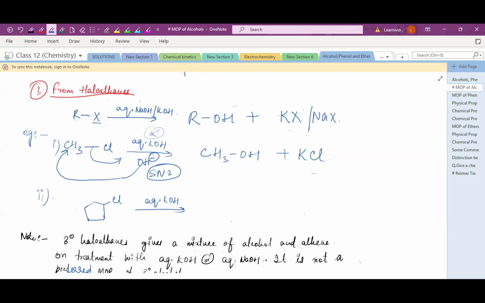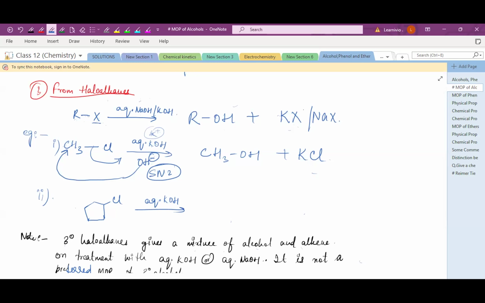If you take aqueous sodium hydroxide, it will give you NaCl, and if you are using potassium hydroxide, it will give you KCl. Okay, so just note the general reaction. Again, it's a nucleophilic substitution reaction.